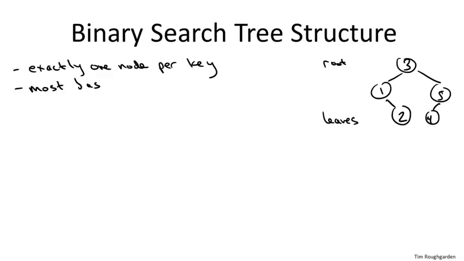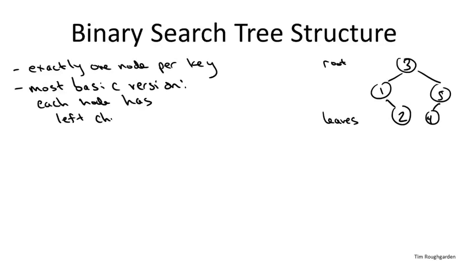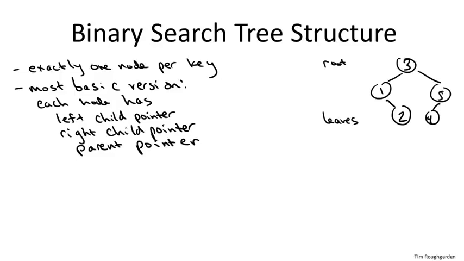So for example, for the node with key 1, it has a null left child pointer. There's no left child. Its right child pointer is going to point to the node with key 2. Its parent pointer is going to point to the node that has key 3. Similarly, 3 is going to have a null parent pointer, and the root node, in this case 3, is the unique node that has a null parent pointer. Here, the node with key value 3, of course, has a left child pointer. It points to 1. It has a right child pointer. It points to 5.